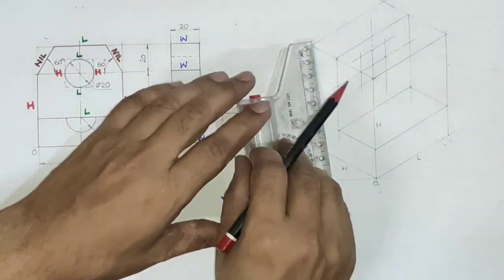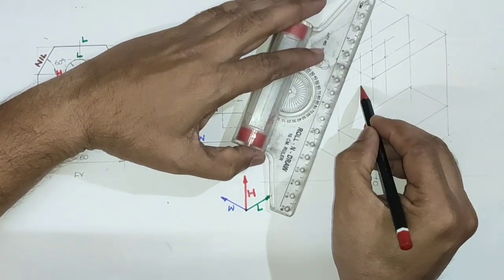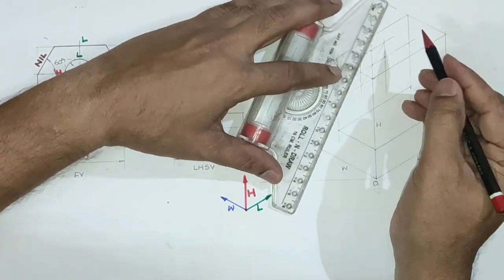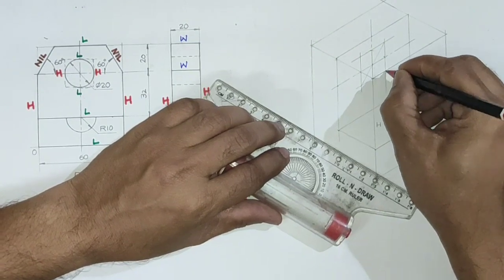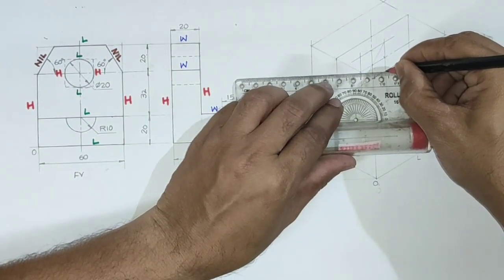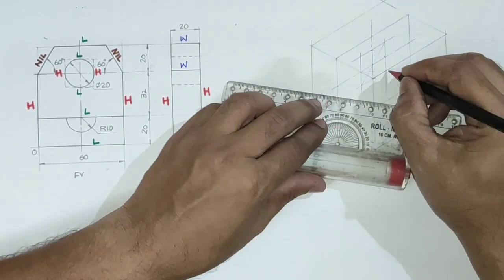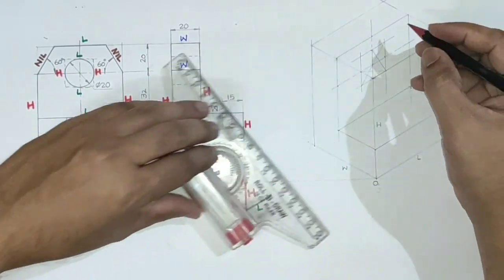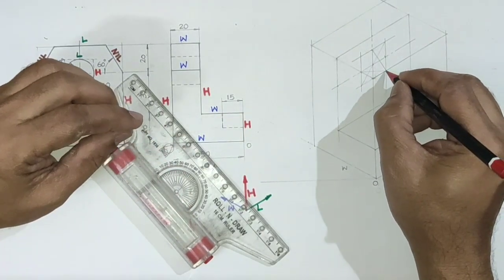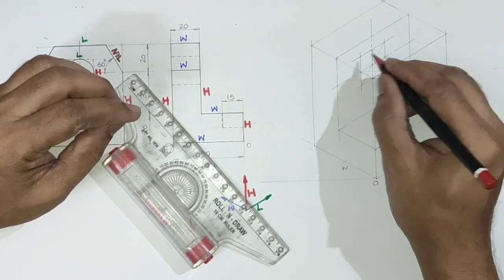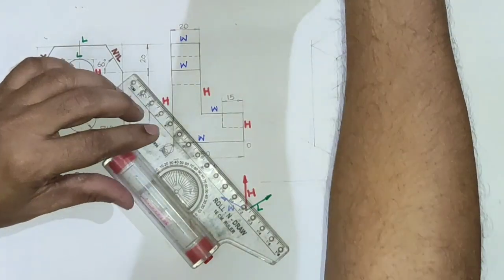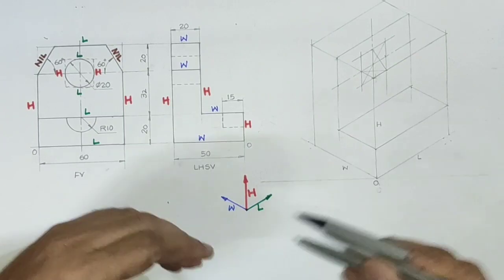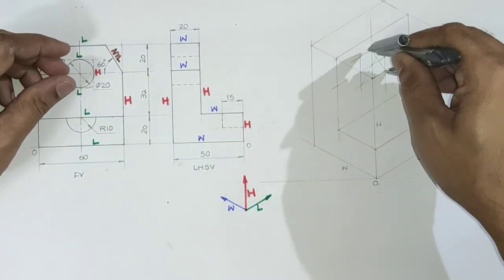After that, draw the longer diagonal first, then join corner with midpoint, again join corner with midpoint. In this way we got 4 centers, center 1, 2, 3, 4. By using these 4 centers, let us complete an ellipse which is the isometric view of a circle.